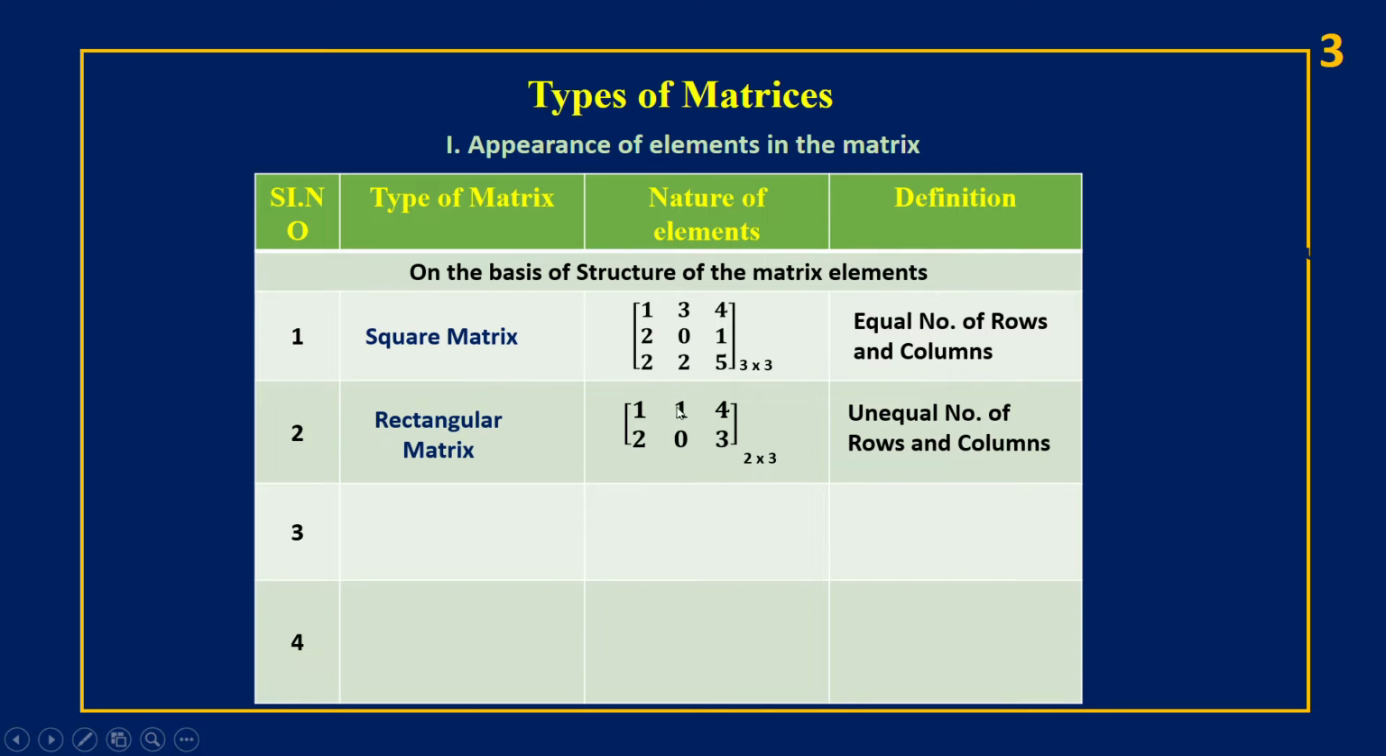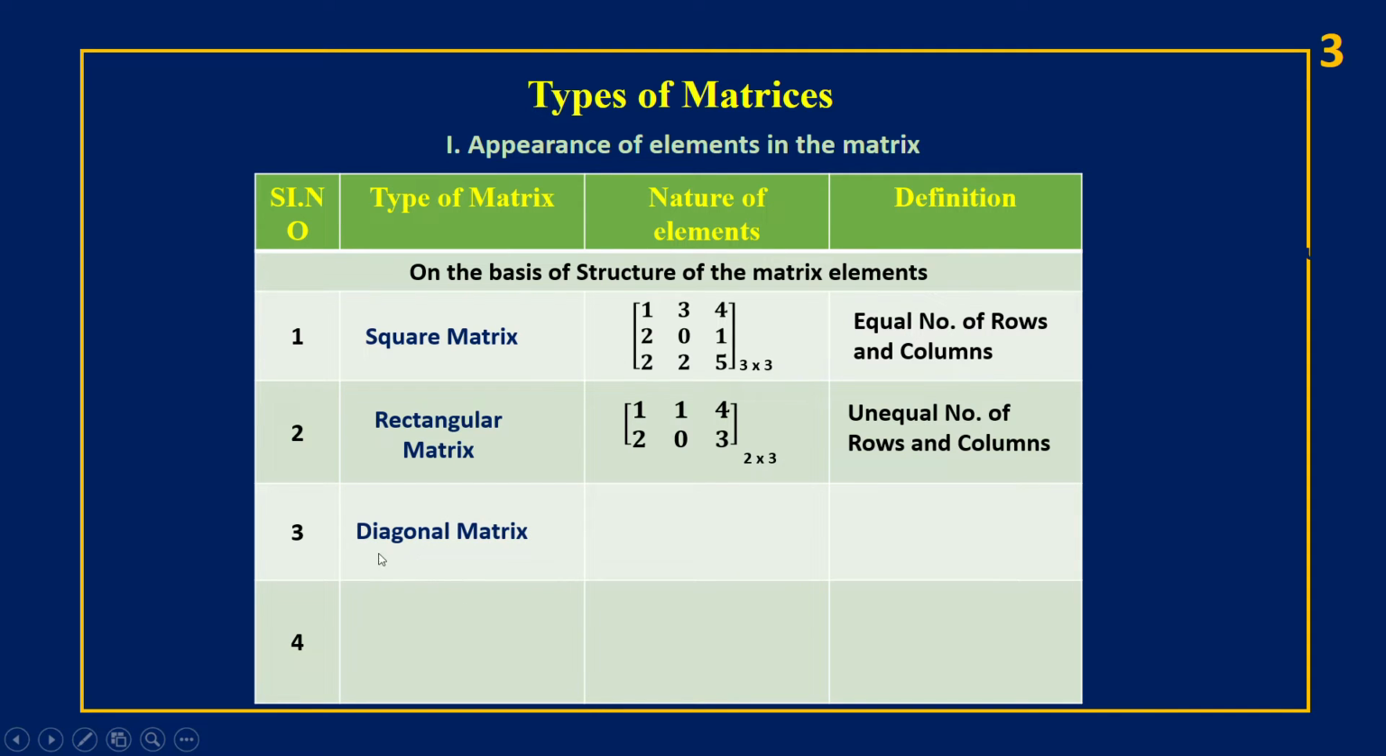First column, second column, third column. So here opposite sides are equal. The down side has 3 elements, the up side has 3 elements, the left side has 2 elements, and the right side has 2 elements. Hence it is named a rectangular matrix. Otherwise it can be defined as a matrix which has an unequal number of rows and columns.